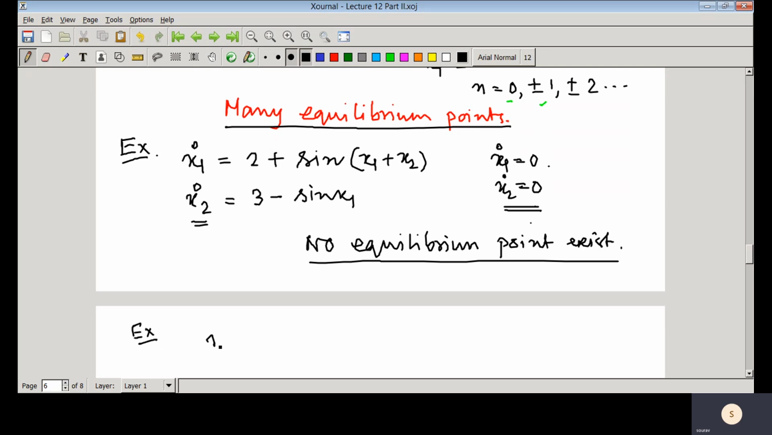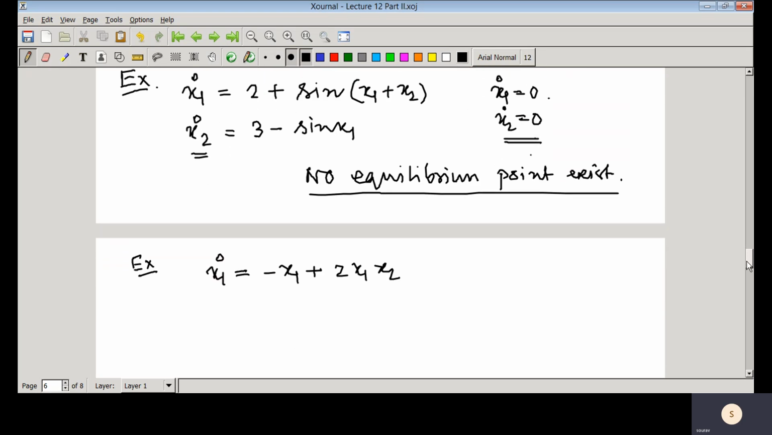So suppose you have x1 dot equal to minus x1 plus 2x1x2. You can see here, as there is a product of two states, that means it is a nonlinear system. This equilibrium point concept is applicable to nonlinear as well as linear systems, but it is not as important in the case of linear systems, because you can write the state space equation in matrix form, and from there you can characterize it. So here x1 dot equal to this and x2 dot equal to that.